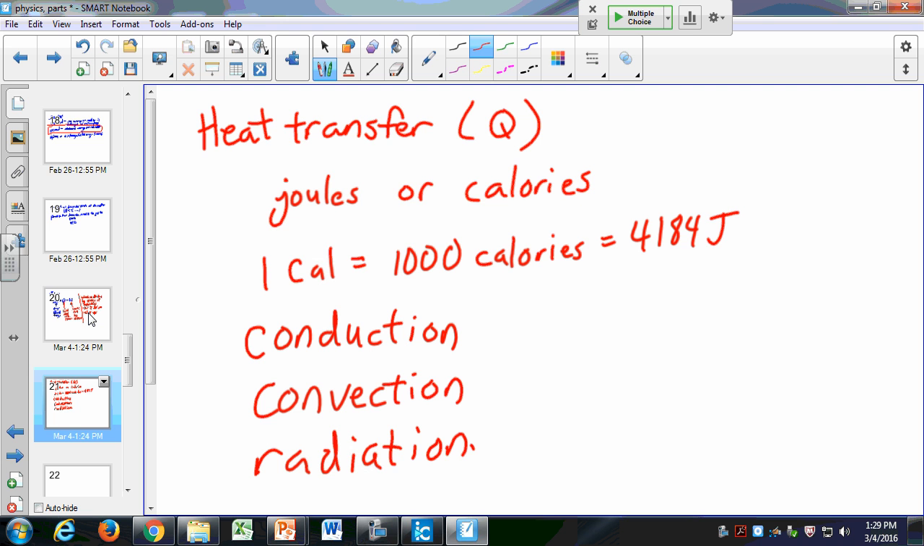Conduction requires what, John? If I have conduction of heat between two objects, what must be true about those objects? I think you know this sort of intuitively just from the word. What must happen in order for heat to transfer? They have to be touching, yeah. So in order for two objects to transfer heat by conduction, they have to be touching. What is convection? What is required when we have convection?